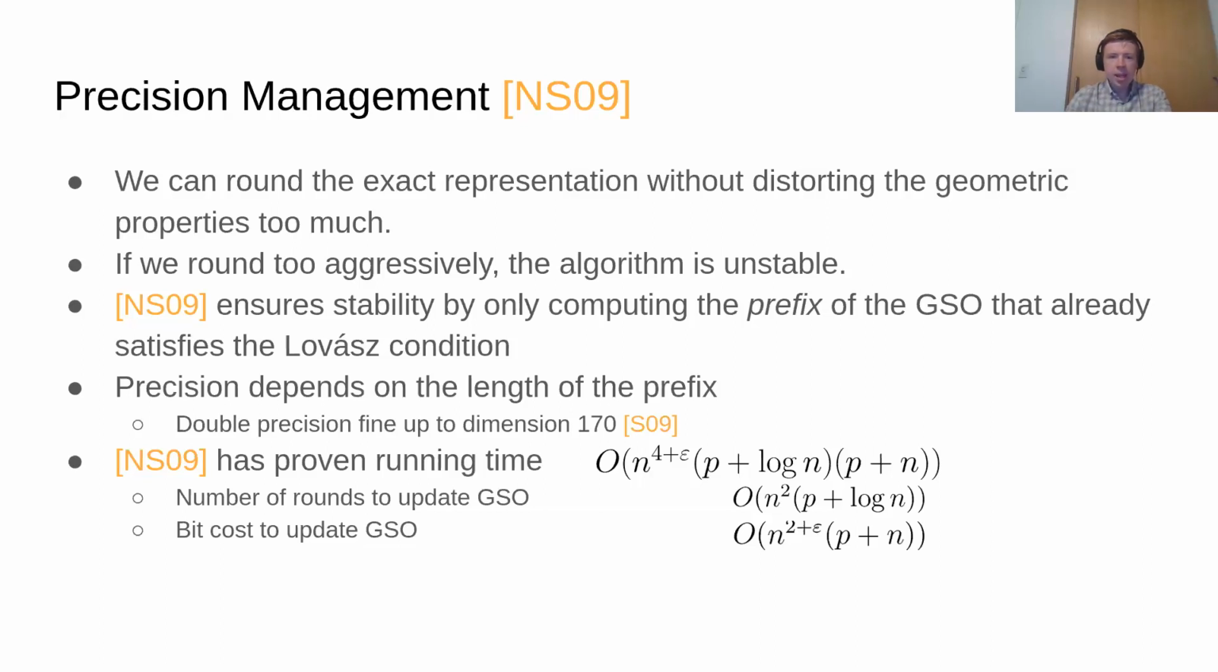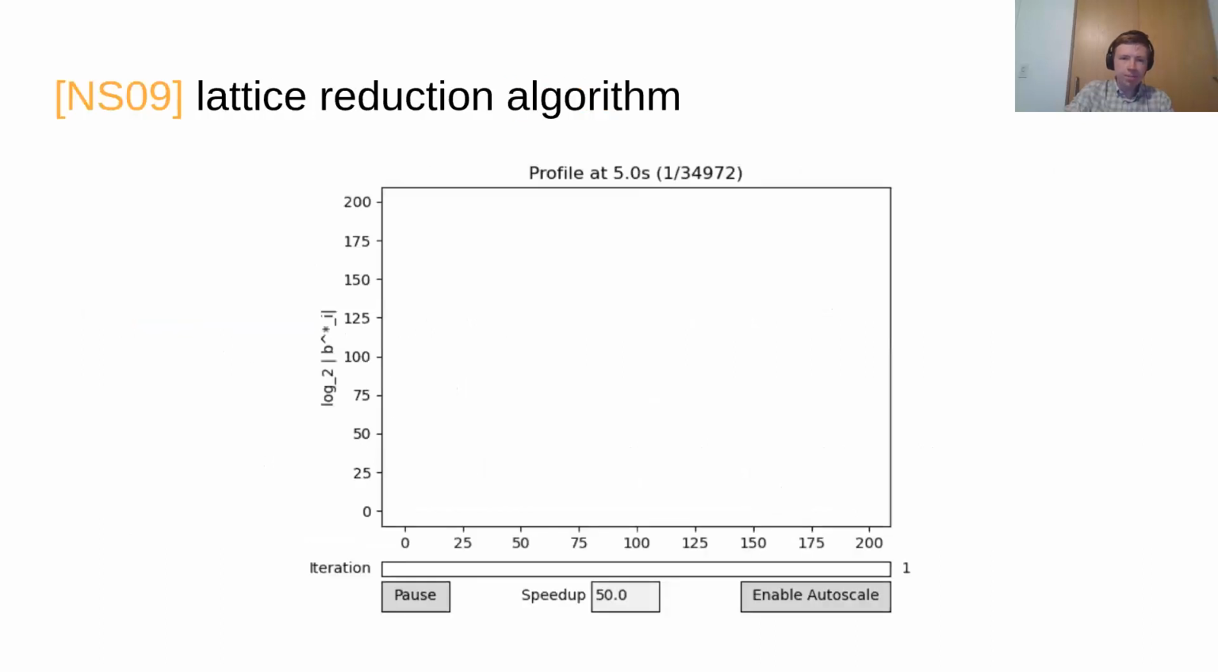We see once again that even though the cost of the number of times you have to update the GSO is still large, the bit cost is smaller because the values in the Gram-Schmidt orthogonalization are smaller. So this is how the algorithm of Nguyen and Stehlé approaches this problem.